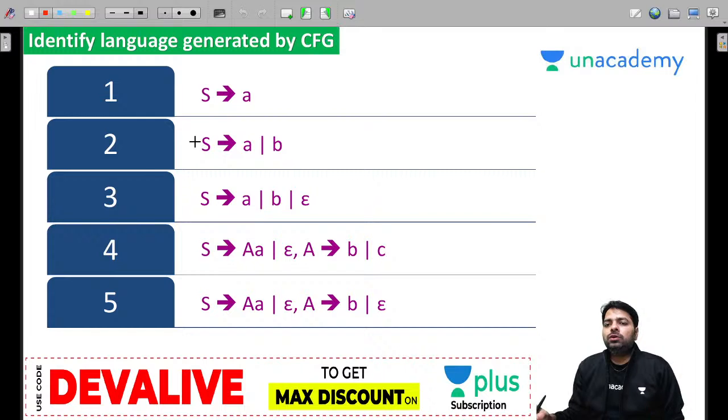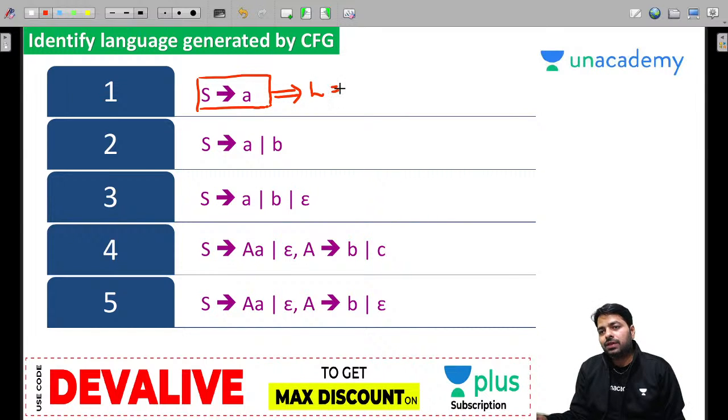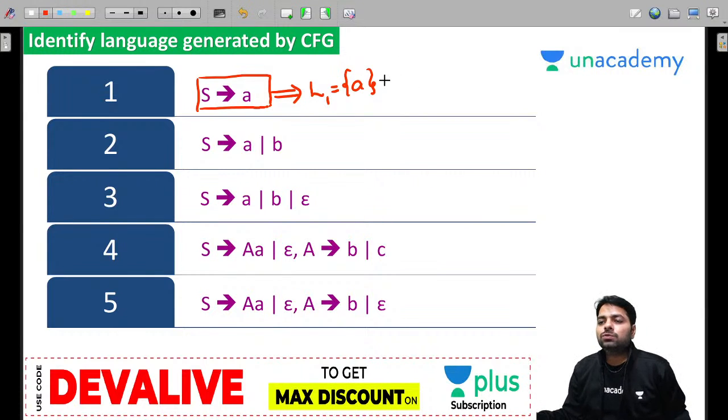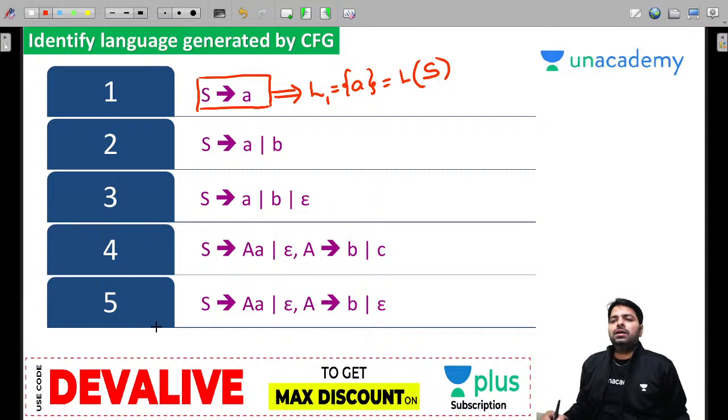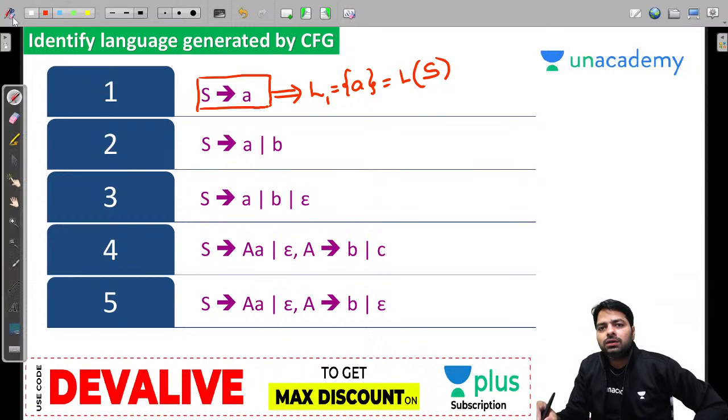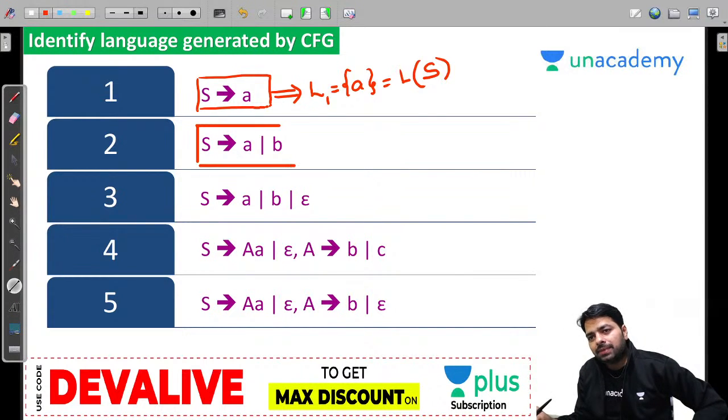So if I give you the first question, this is the grammar. S derives a. What is the language generated by this grammar? It is just a. Just a. Let me call it L1. Is it clear? And basically this is what we call the language generated by S. Any set of strings generated by S is a. And when you focus on the second one, what is the language generated by the second grammar?